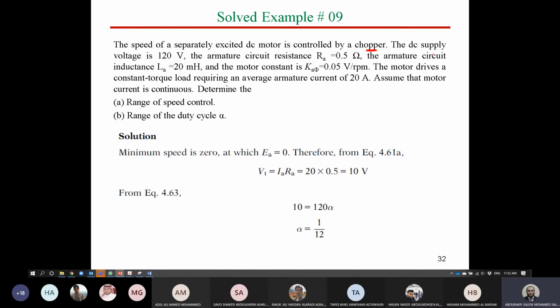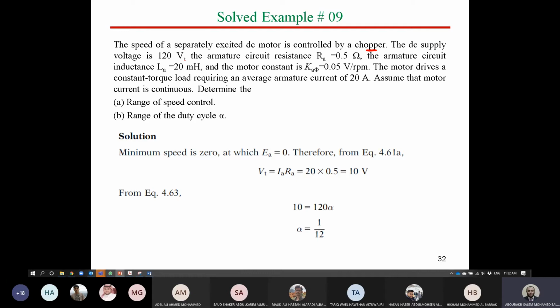So here the DC supply voltage is 120. What's the meaning of DC supply now, يا شباب? Is it the supply of chopper or supply of motor? What do you expect here? The DC supply here, is it considered as the source of the DC chopper or the output of the DC chopper? The source, I think. The source of the DC chopper. This is right. This is the constant supply of the DC chopper.